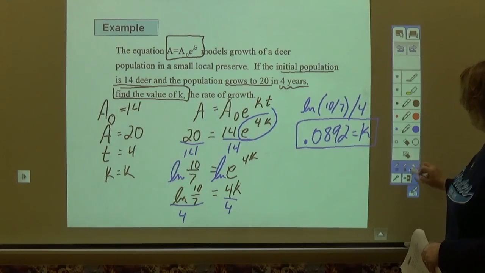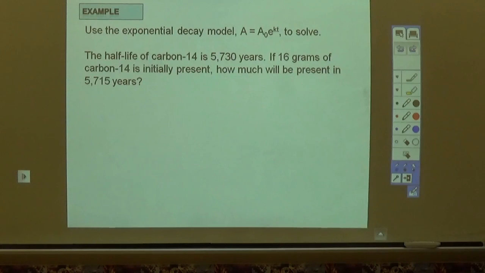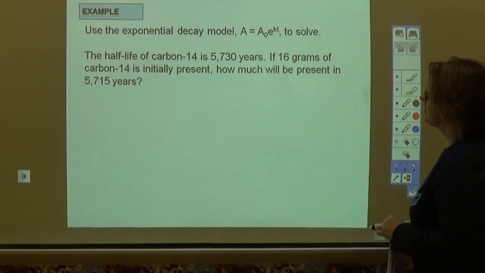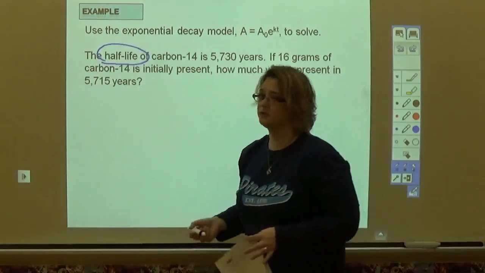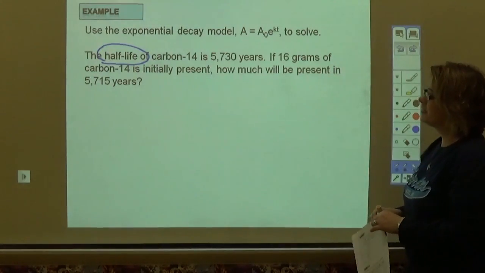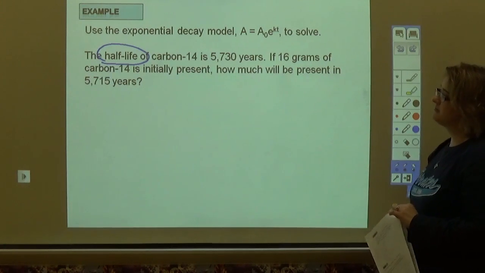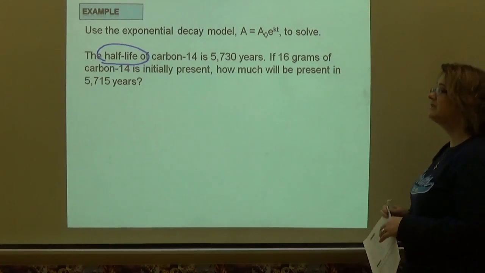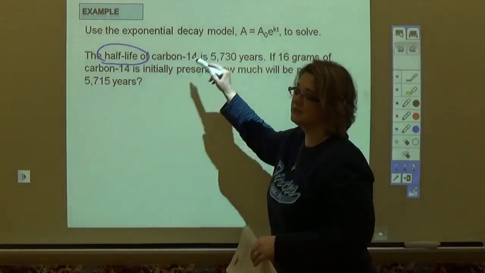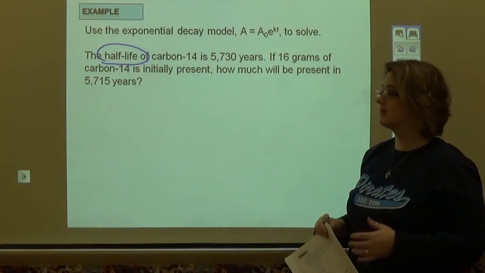The next one. So it's a little trickier. Use the exponential decay model to solve. So half-life. This is a huge application of exponential growth and decay in this growth rate. So the half-life of carbon-14 is 5,730 years. If 16 grams of carbon-14 is initially present, how much will be present in 5,715 years? So you can see it's very close to the half-life, so it should be very close to half. I can think of that in my head, but I still need to know exactly what it is.